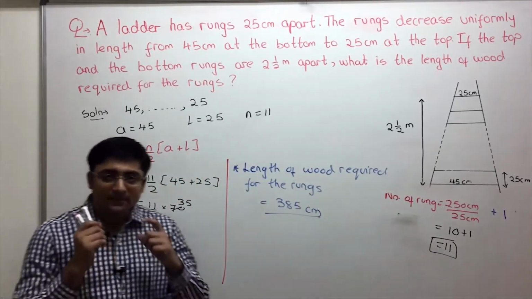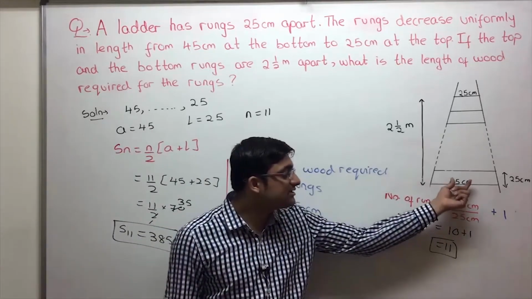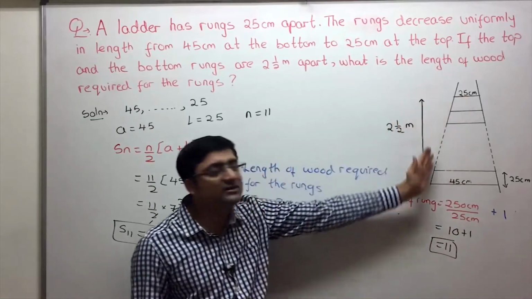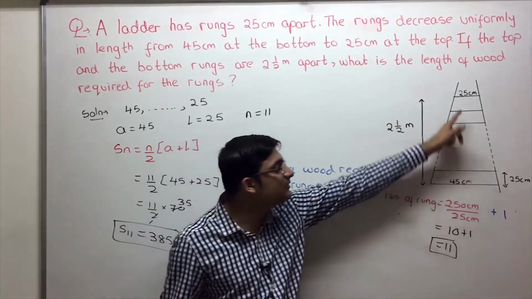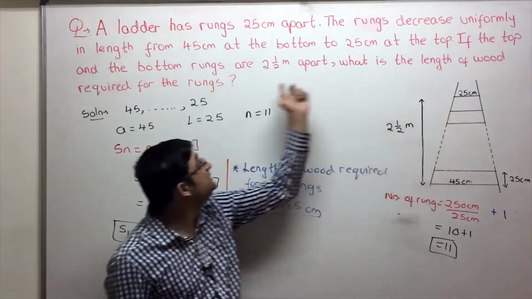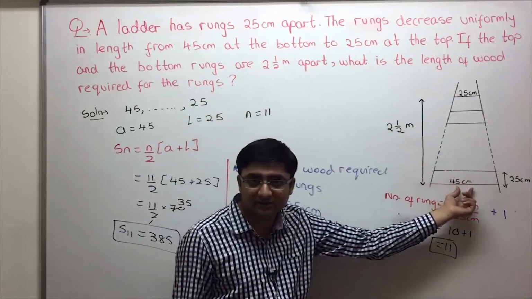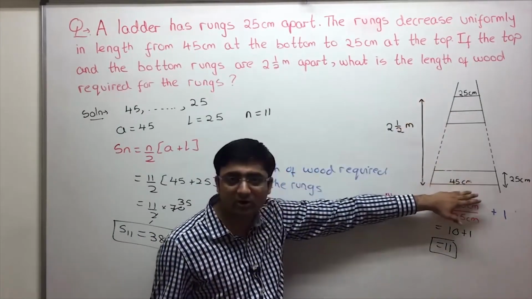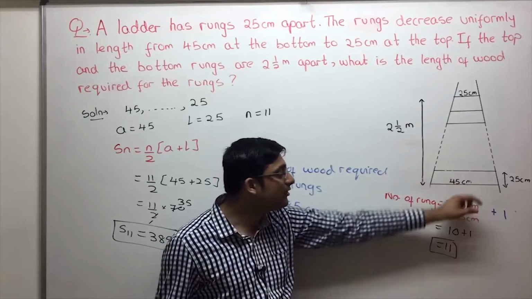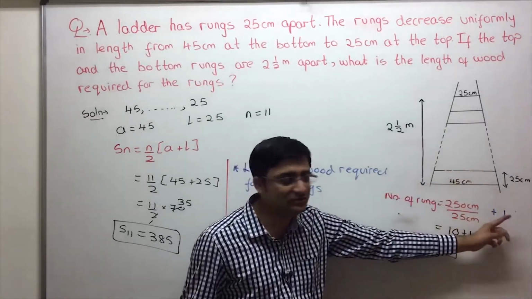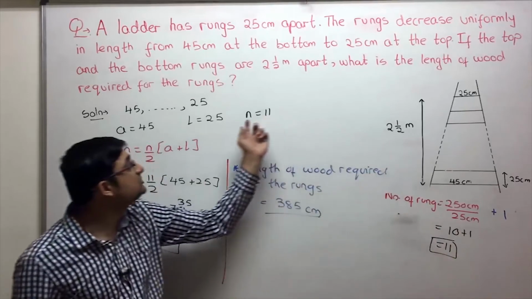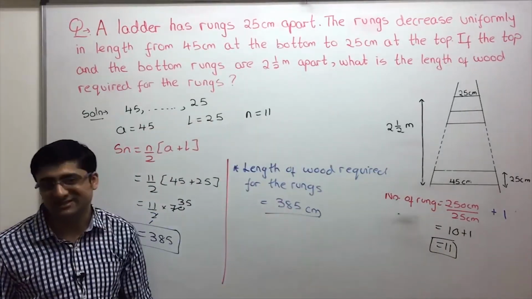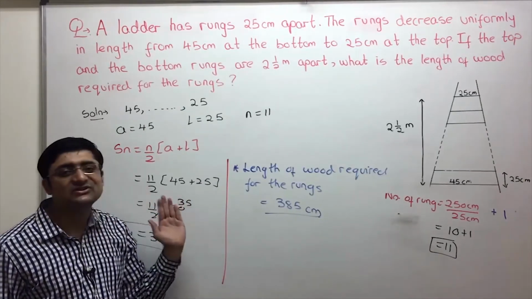I repeat once again, the trick in this question was that we're given these rungs, and the length decreased uniformly. So it's an AP, with a first term and a last term, and we have to find the sum of all these terms. What is the number of terms? Each term over here is basically one rung, so the number of terms is the number of rungs. That is the distance between the topmost and bottommost rung, 250 centimeter, upon the distance between adjacent rungs, plus 1. Don't forget the plus 1. So there are 11 rungs. The sum of 11 terms of an AP whose first term is 45 and last term is 25 is 385 centimeter. Is this clear? This is how you solve this question.